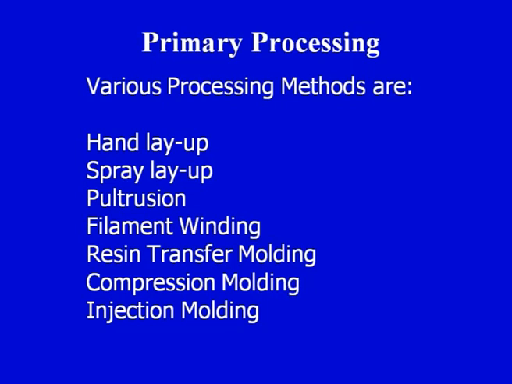Which type of composite we are talking about? We are talking about the polymer matrix composite. Further we can have the types of processes which are used for processing of polymer matrix composites. These are the processes: hand layup, spray layup, pultrusion, filament winding, resin transfer molding, compression molding, injection molding. So, these are few important processes which are used for processing of polymer matrix composites.